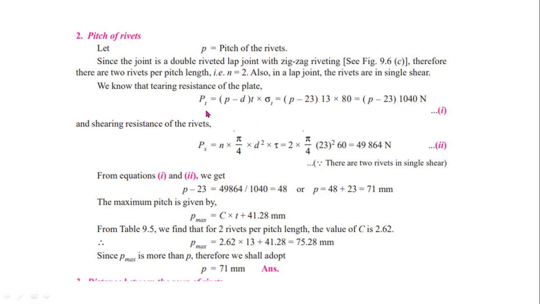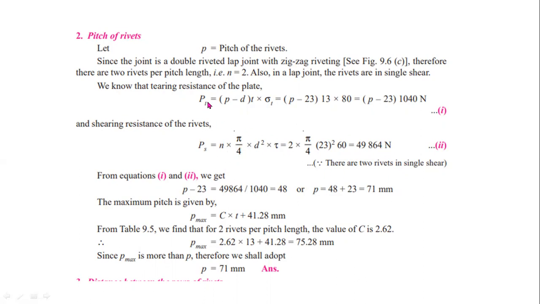So this is the formula for tearing strength, (P minus D) into T into sigma T. And this is the formula for shearing strength. Here N is the number of rivets. From the given question, you can identify the type of riveted joint. In the given question, the joint is a double riveted lap joint. For double riveted joints, you have to consider N equal to 2. For lap joints, you have to consider single shear.